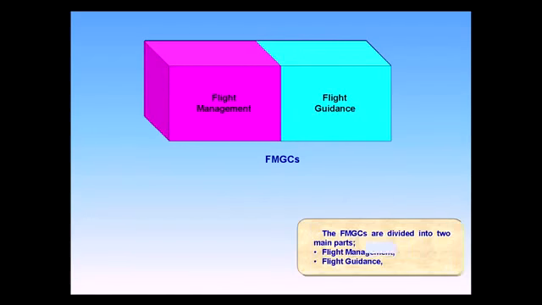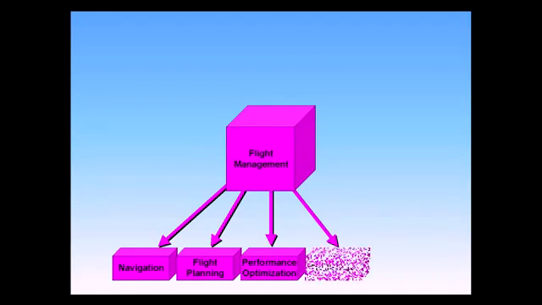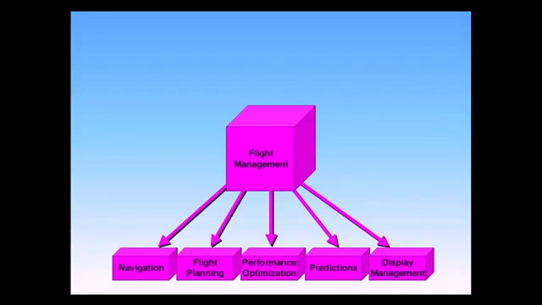The FMGCs are divided into two main parts: flight management, flight guidance. The flight management part of the FMGCs controls the following functions: navigation, the accurate position of the aircraft and the capability to automatically follow the programmed flight plan; flight planning, the flight plan computation; performance optimization, cost, speed, and altitude optimization; predictions, the accurate estimates for waypoints, altitude, speeds, fuel, and arrival times; display management, the control of information to the EFIS system to display autoflight modes and navigation information.